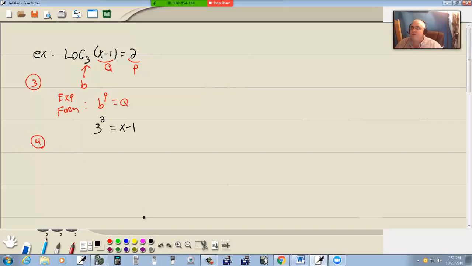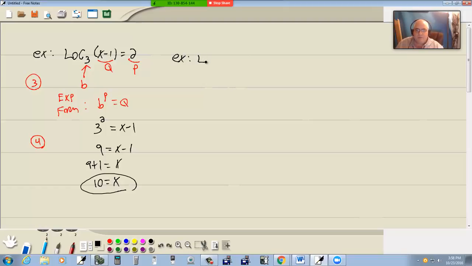And then step 4 is solve. Well, 3 squared is 9 equals x minus 1. Take negative 1 over, becomes a positive 1. And we get x is equal to 10. Maybe. If we plug that back up here, 10 minus 1 is 9. We just have to make sure that we didn't create a log of 0 or log of a negative number. Well, 9 is not 0 and it's not negative, so we're fine.